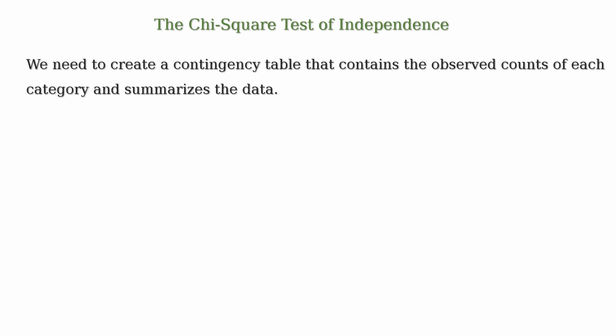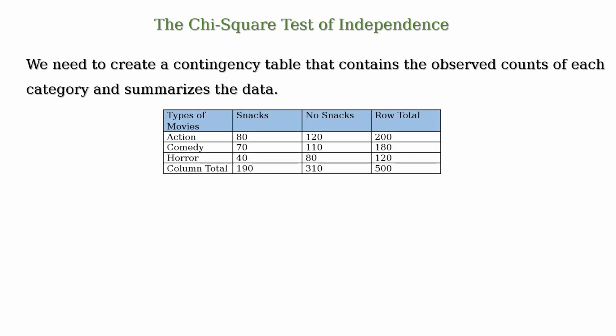But before we perform this hypothesis test, we need to create a contingency table that contains the observed counts of each category and summarizes the data. Let's consider the following contingency table for our example.